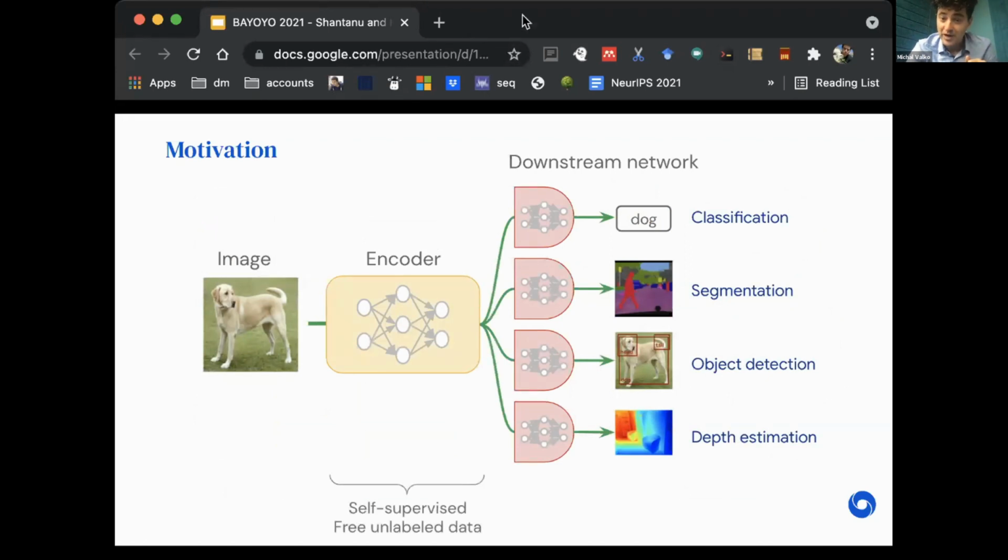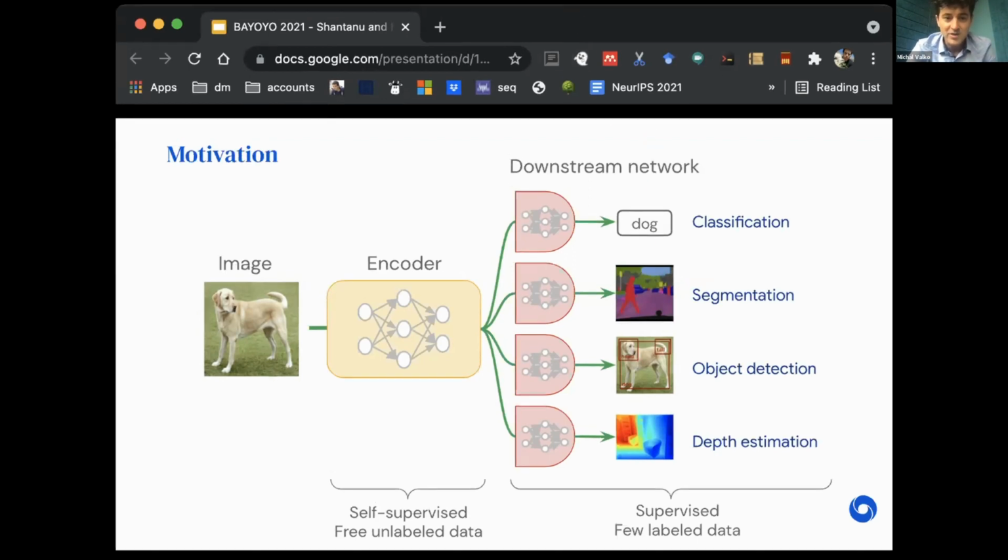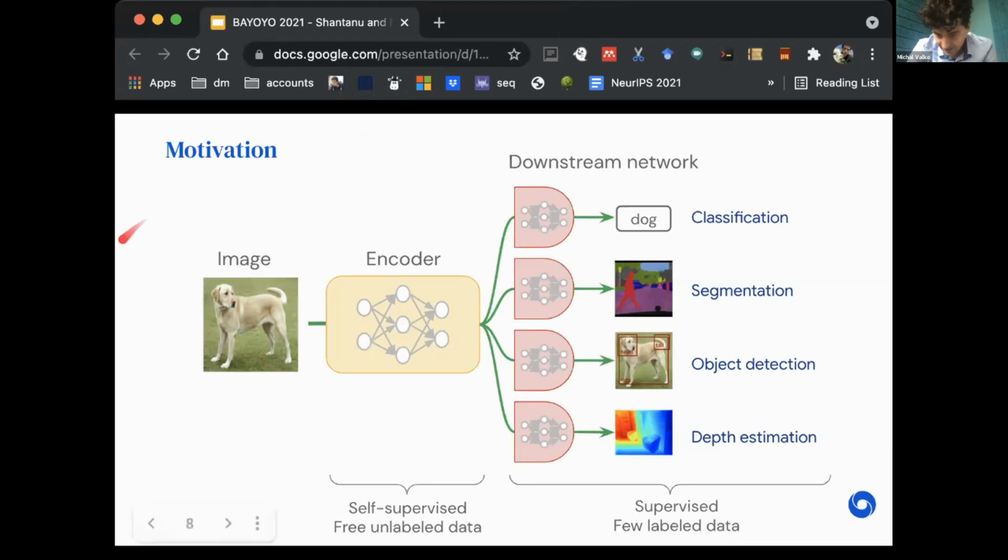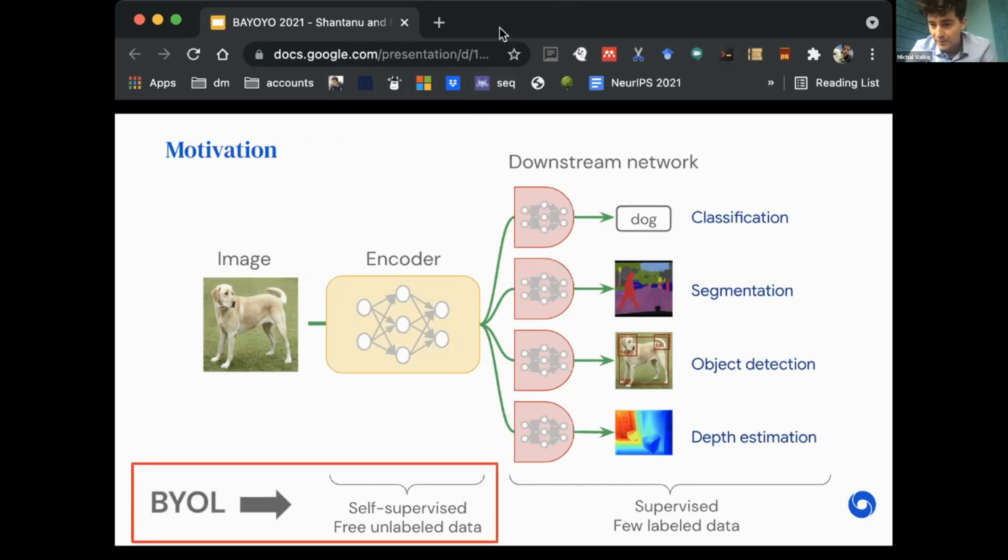In this part, we will learn how to actually create this encoder. First, we train a generic encoder using this unlabeled data, not knowing what the task is. Then we train downstream networks, potentially using a much smaller amount of labeled data, for the specific tasks at hand. This first part that we're discussing in this talk is called self-supervised learning, or pre-training, because we're pre-training the network to be used later. And this BYOL approach that we present is a way to do this pre-training.